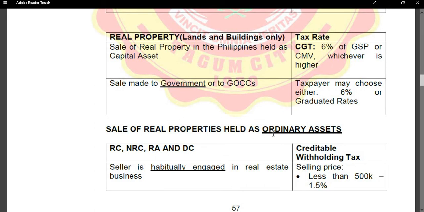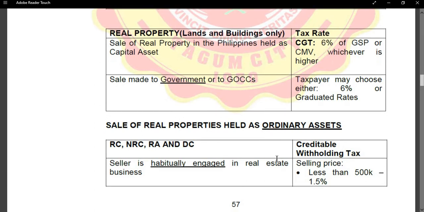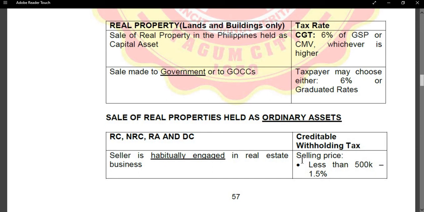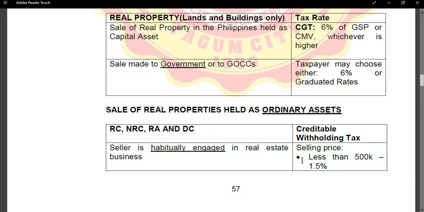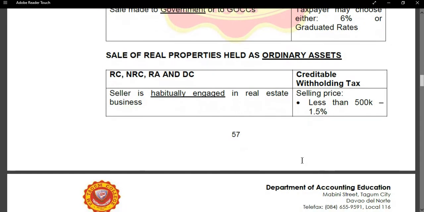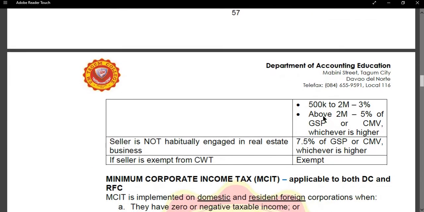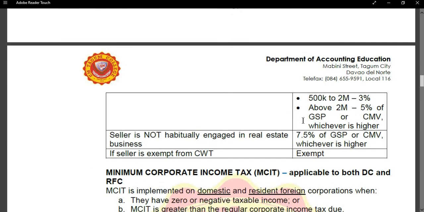So for example, inventories, okay? So the seller is habitually engaged. If the seller is habitually engaged in real estate business, then the creditable withholding tax is based on the depende sa amount ng selling price. So iba-iba yung rates depending sa amount ng selling price.